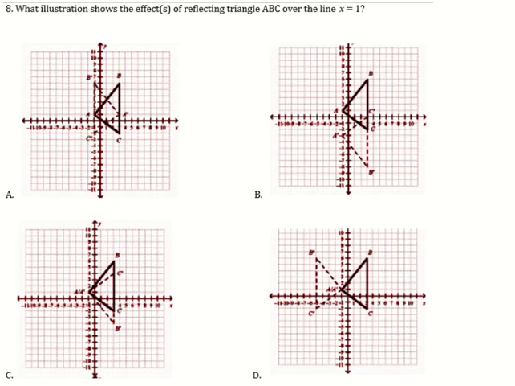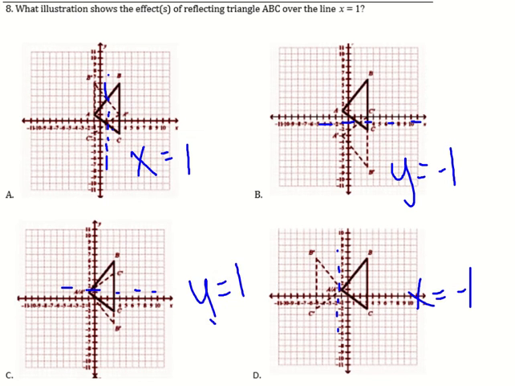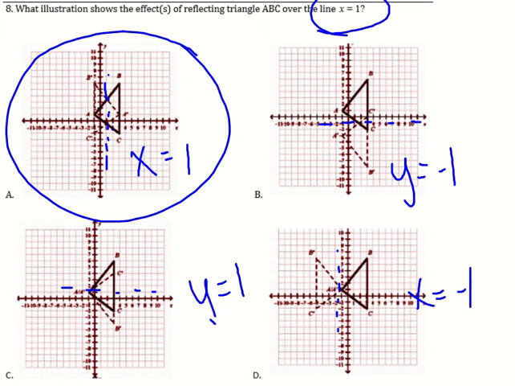This one I just need to find my lines of reflection. So I can go through and look at each one. That one. That one. This one approximately. So this is x equals 1. This is y equals -1. X equals -1 and y equals +1. The question wanted us to find the line x equals 1, which is option A.